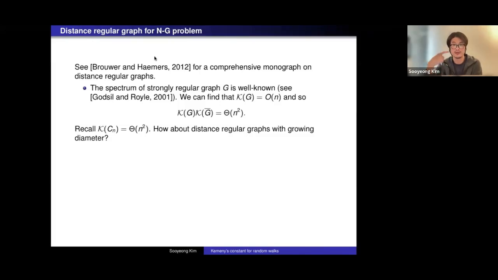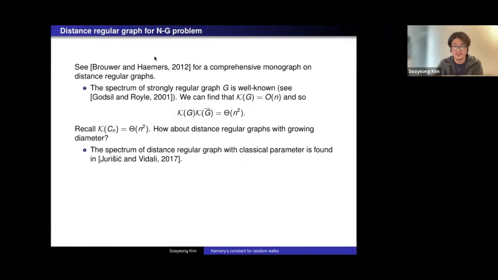The diameter is growing. So in regular graphs, does the diameter really affect the order of the Kemeny constant? What if we have some distance regular graphs with growing diameter? Then is their Kemeny constant going to be of order n squared or n? So the answer was no.